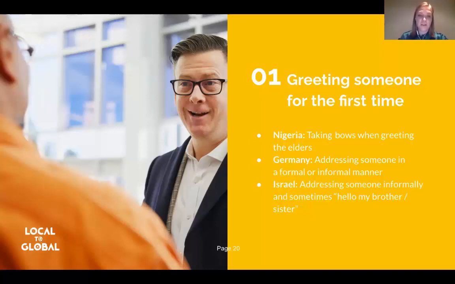And you haven't done anything wrong. It's just the way they want to compartmentalize the business and the personal environment. And I think that's also applicable, for example, in the French language and other languages as well. And when meeting a colleague from Israel, he said that it's actually quite common in Israel to address someone informally and sometimes even to say, hello, my brother or sister.